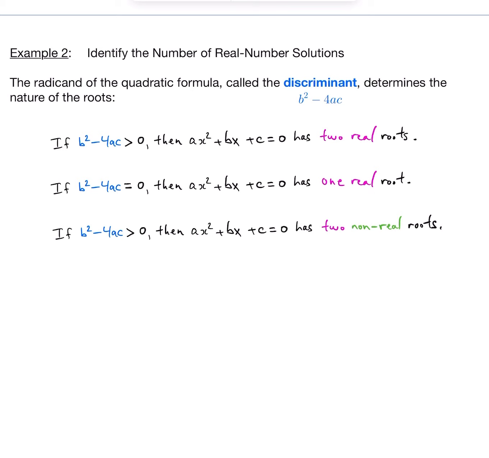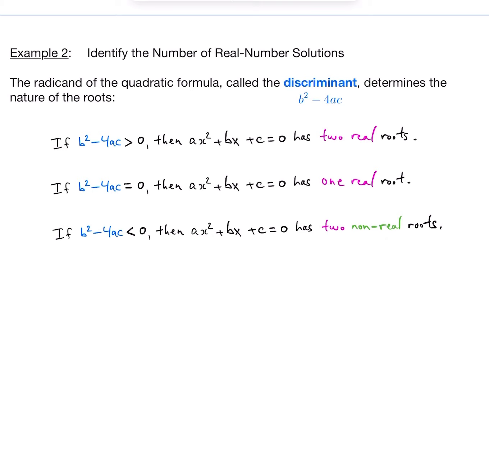And then lastly, if the discriminant is greater than, I'm sorry, not greater than, that should have been less than. Let me go ahead and correct that. If it is less than 0, then the quadratic equation has 2 non-real roots. So this is where the imaginary numbers come in. So again, greater than 0, we have 2 real roots. Equal to 0, we have 1 real root. Less than 0, then it has no real roots, which means it has 2 non-real roots.